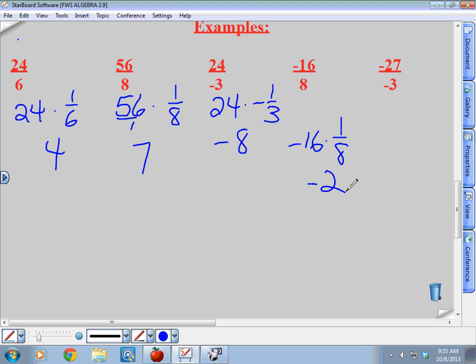Alex, negative 27 divided by negative 3. It's 9, right. It's negative 27 times negative 1/3. 27 divided by 3 is 9. You're multiplying two negative numbers, which is a positive number. It's positive 9. Okay.